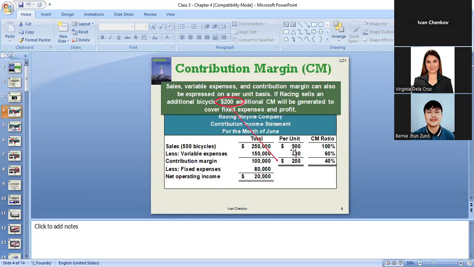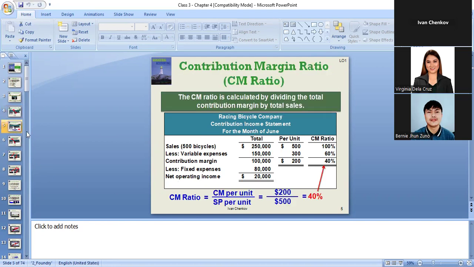Once we break it per unit, we're going to see that the sales price per unit is $500, and when we sell 500 units, that's why we're getting the sales. We also get the variable cost per unit and the contribution margin per unit. From there, we can calculate the contribution margin ratio, which will be the same per unit and in total. That's not going to change. And we express the contribution margin ratio as a percentage of sales.